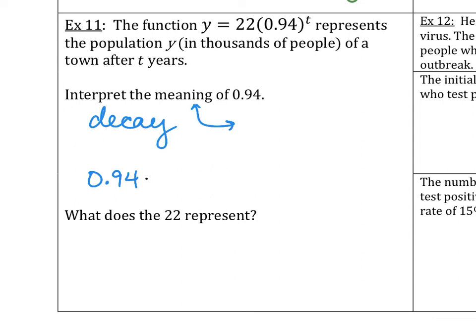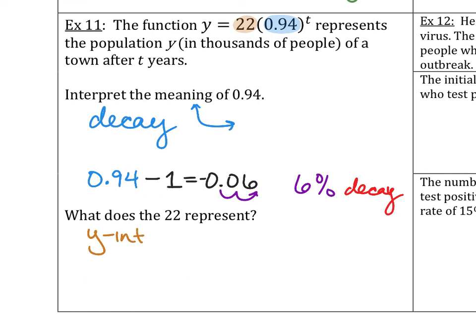0.94 minus 1. And what'd you get when you do that? Negative 0.06. Which is what rate? It's 6% decay. Okay, that's some things that we know just by looking at this. What do we know by looking at 22? It's the y-intercept. Amazing. And what does that y-intercept tell me about this town?